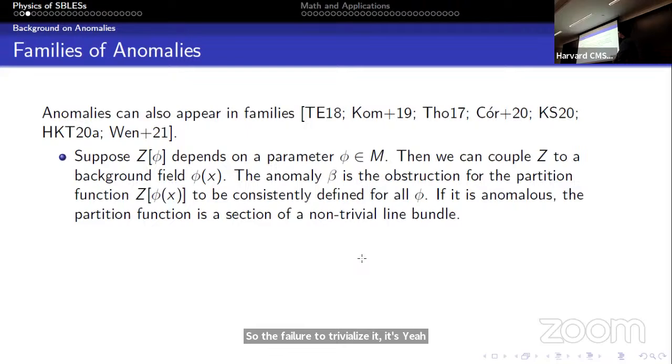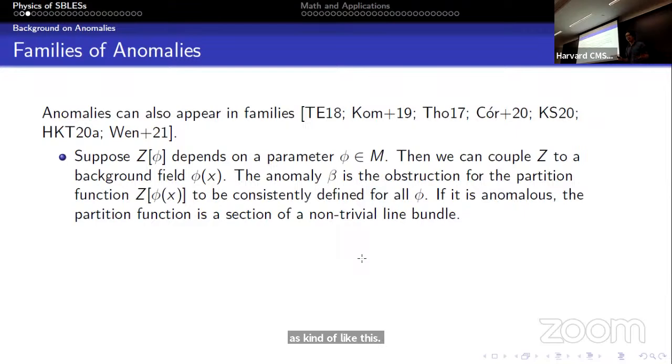When you say anomaly appears in families, you just mean the classification of anomalies in terms of groups? I just wanted to give intuition for how I want to think about the anomaly. What do you mean by appearing in families? It's an anomaly that assigns some characteristic class to the entire family of theories. If I give you a family of theories, say it has a parameter, I want to think about the anomaly of the entire family as what I described, this obstruction. And we'll see some more detailed examples later. So maybe if you have a question.